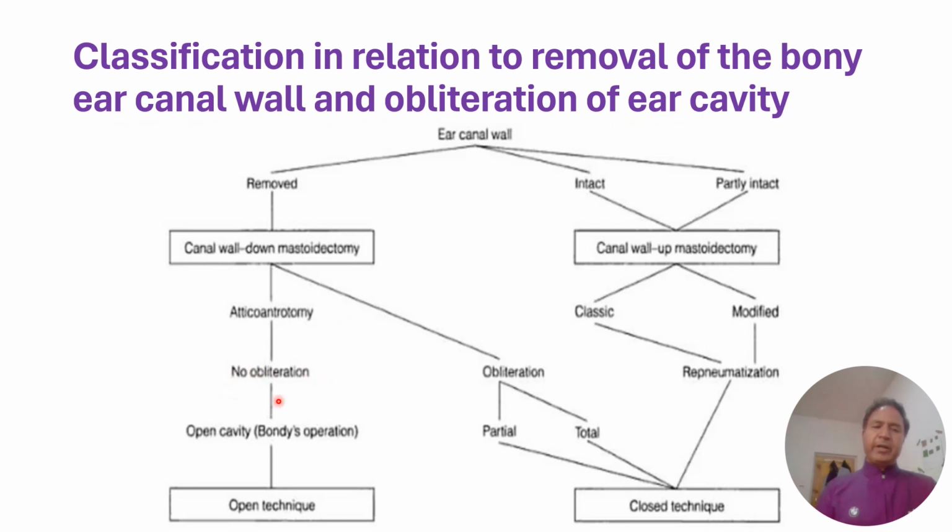If we do not obliterate the cavity, this is called an open cavity, or the procedure is called Bondy's operation. It is called the open technique of mastoidectomy. Now if you obliterate the cavity partially or totally, this is called a closed technique mastoidectomy. If you keep the ear wall intact or partially intact, it is canal wall up mastoidectomy, classical and modified.